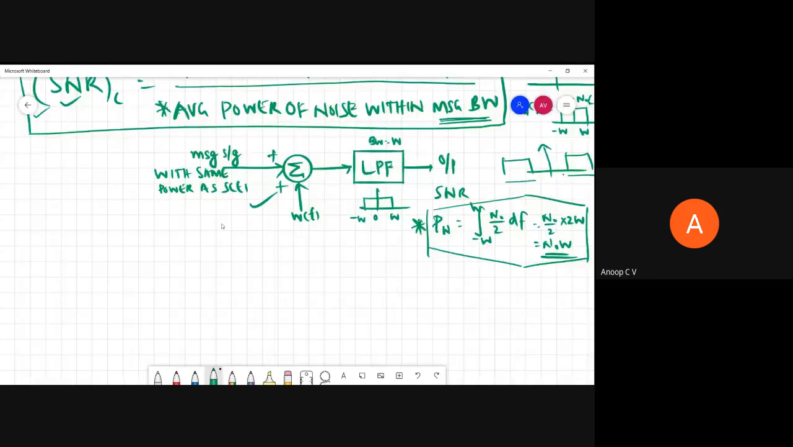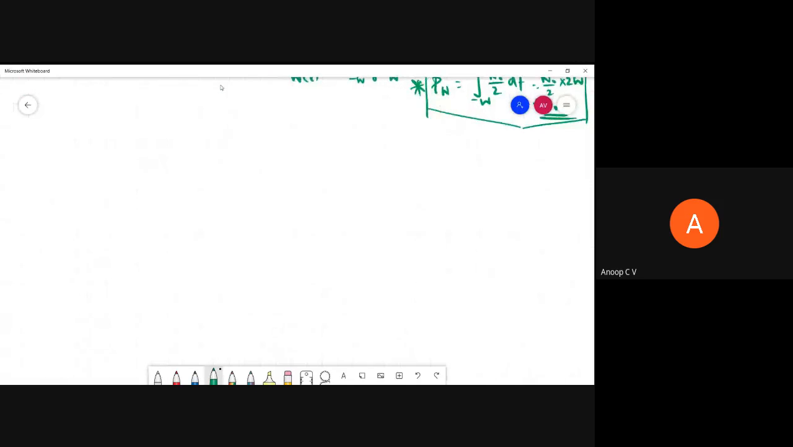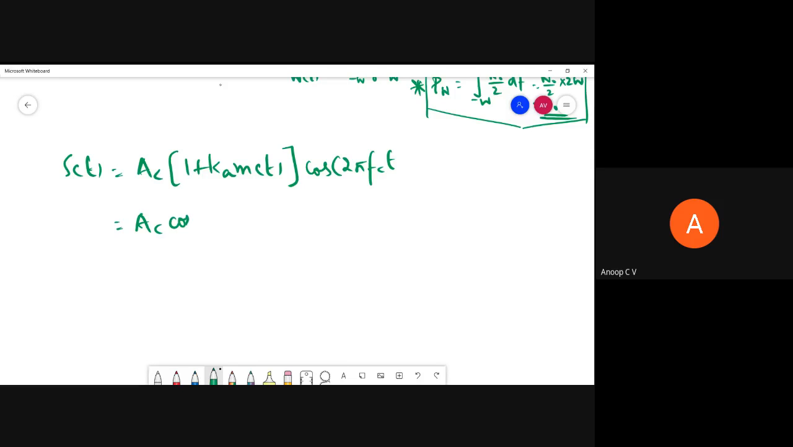Right. So now we'll find the power in S of t. S of t is AC into 1 plus Ka m of t, cos 2 pi fct. All of you please take this down. Or this is equal to AC cos 2 pi fct plus AC Ka m of t cos 2 pi fct, right?